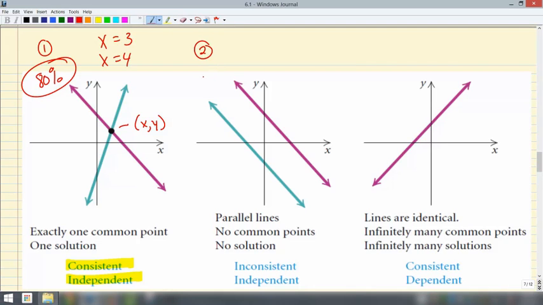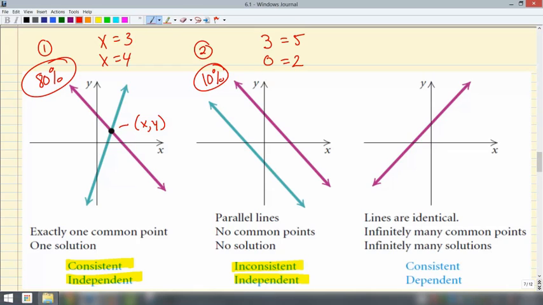Scenario number 2 is going to happen about 10% of the time. And this is when the 2 lines are parallel. When the 2 lines are parallel, they have no common points and there's no solution. And these are called inconsistent and independent. When you try to solve an equation like this using substitution or elimination, you're going to get an answer like 3 equals 5 or 0 equals 2. You're going to get answers that don't make sense. You're going to do all of your math correctly. You're going to do the substitution correctly. You're going to distribute and solve for x, but you're going to get these goofy looking numbers like 3 equals 5.